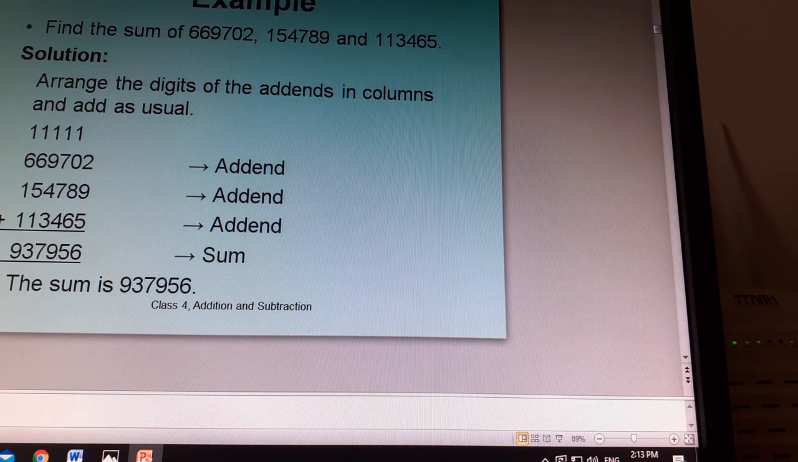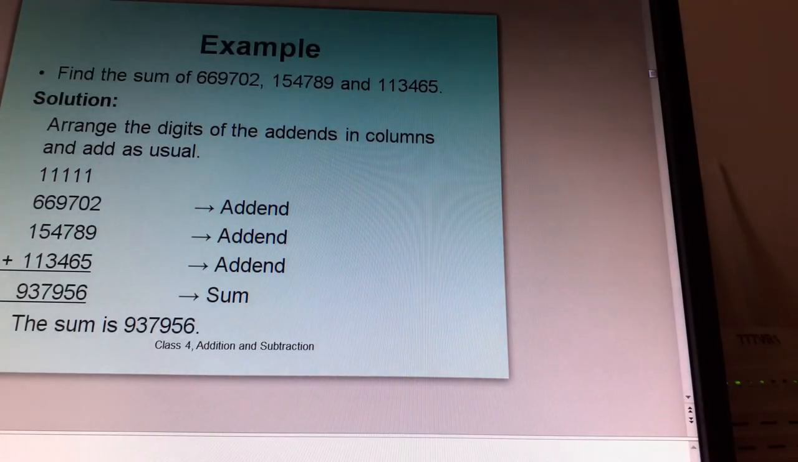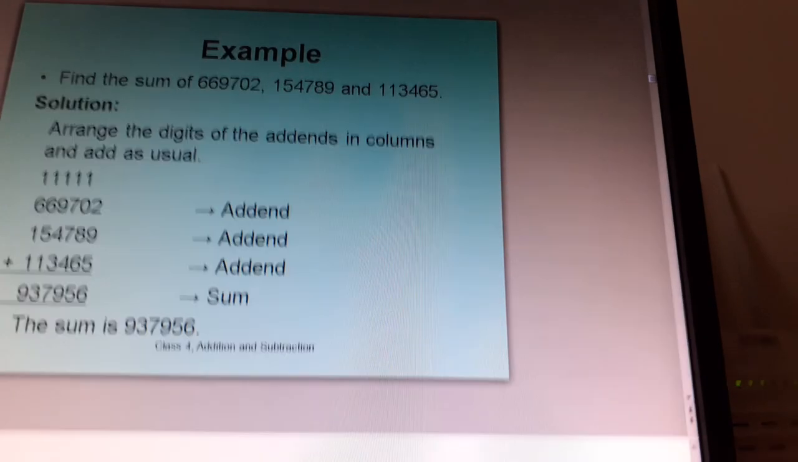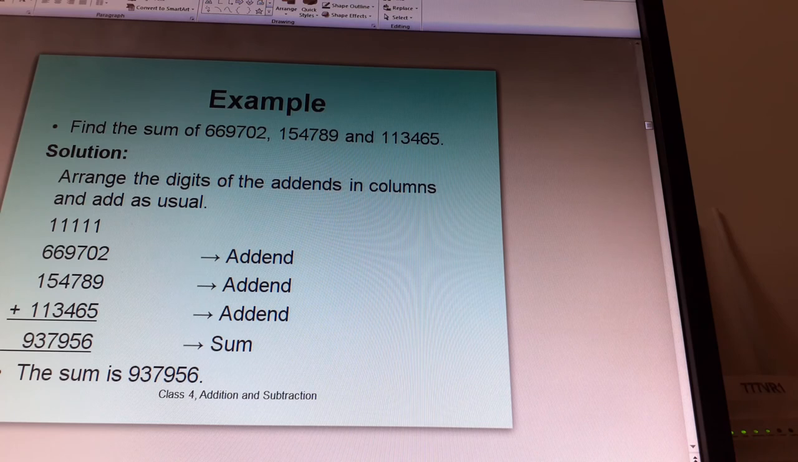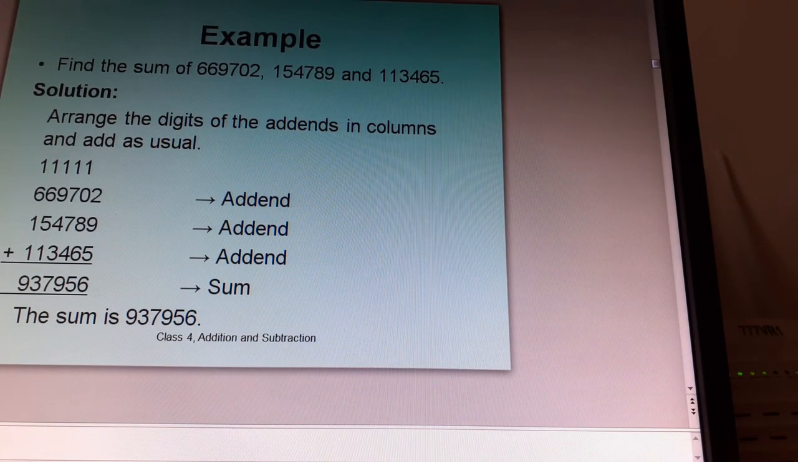6 plus 5, 13 plus 1, 14. 6 plus 5, 11, 11 plus 1, 12, and 12 plus 1, 13, 3, and 1 goes to the next number. In the last, it becomes 9. The sum is 9,37,956.